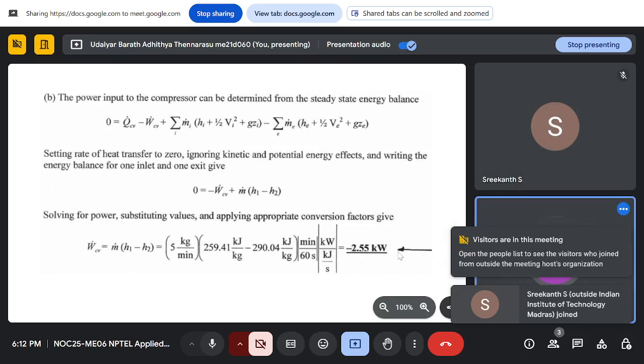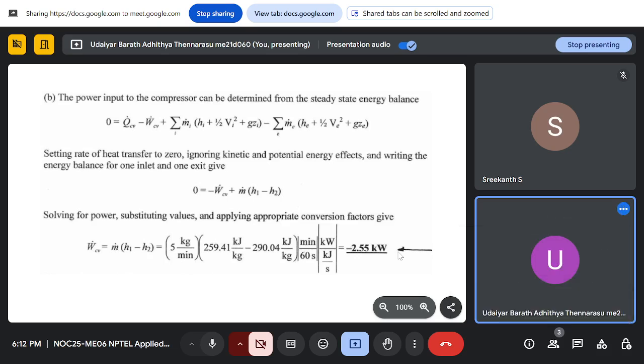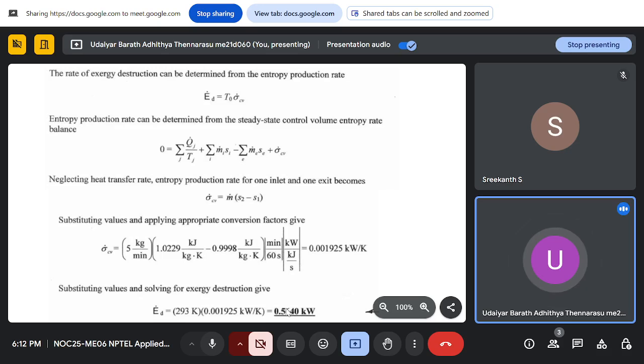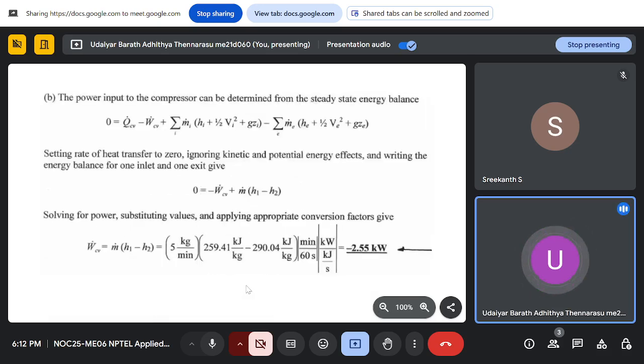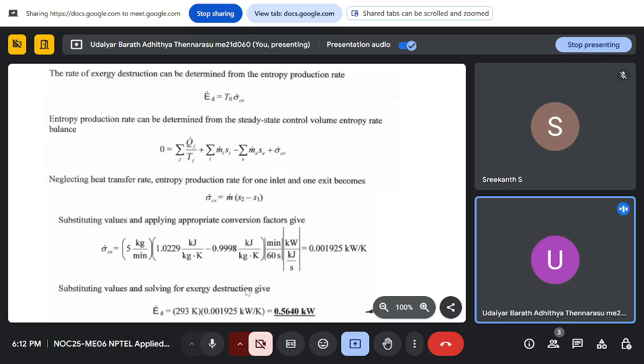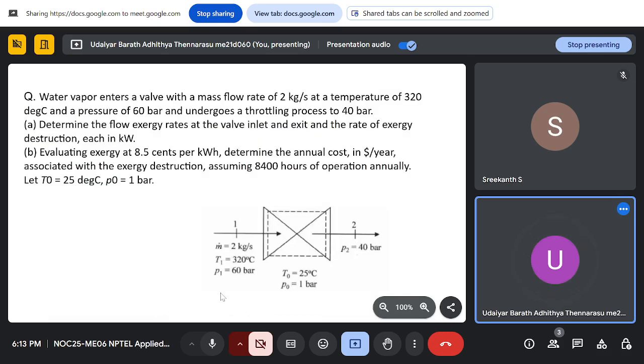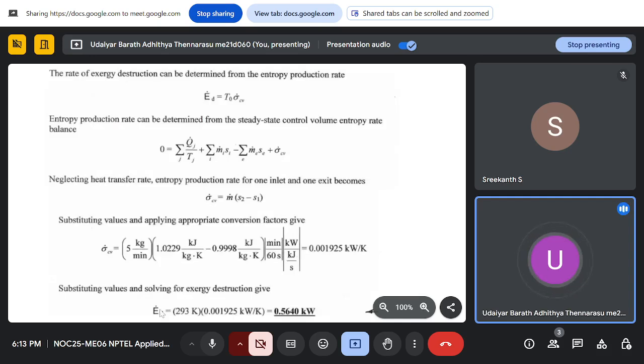...04 minus 259.41. If you find this out, it comes out to be the difference between my compressor isentropic work and my actual work. So this is the exergy destruction, T naught times my entropy generated. In this case, since it is a steady state process with no heat interaction, the entropy generated is just the entropy difference between the inlet and exit streams. That gives me my exergy destruction as 0.5640.